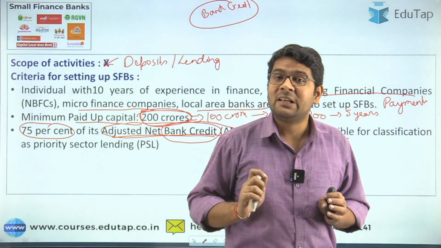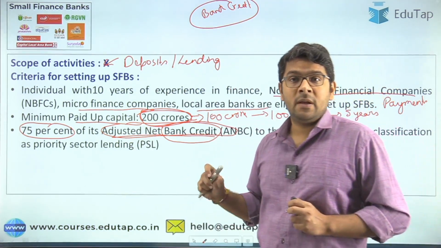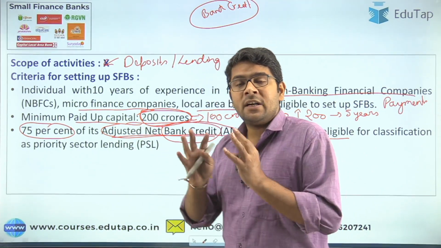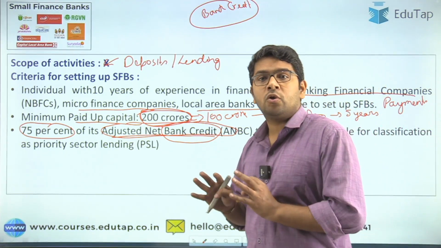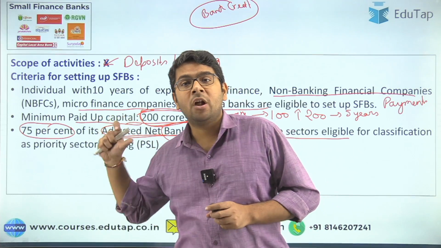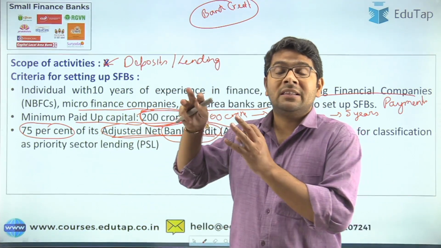Okay, this is a very simple explanation of this term. Otherwise it will take almost half an hour to explain each and everything under this term, which is not much fruitful for you. Okay, so guys, we have understood that 75% of the adjusted net bank credit must go on to the priority sector lending. So this is the first criteria of small finance bank.